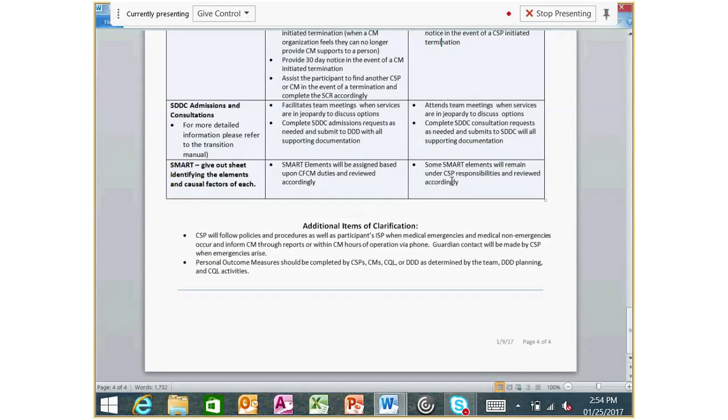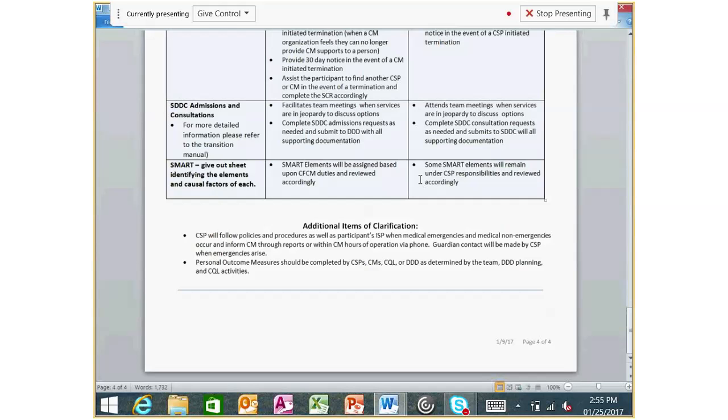For SDDC admissions and consultations, there is much more detailed information about this in the SDDC transition manual, which is one of the attachments. If we can figure out how people can get those downloaded, or we'll email them, or they're for sure on our DDD website.